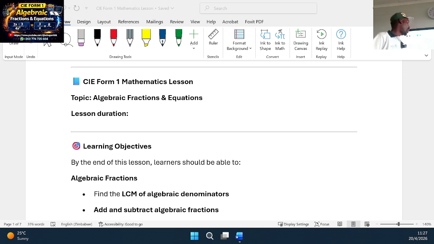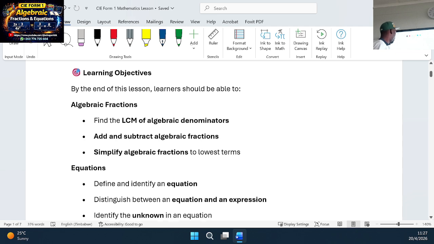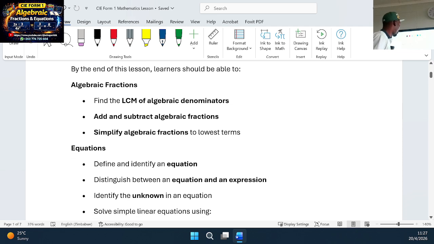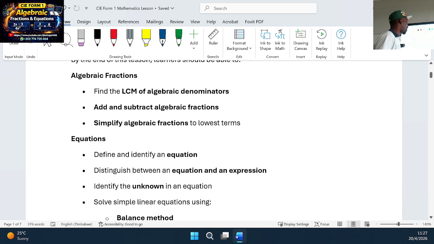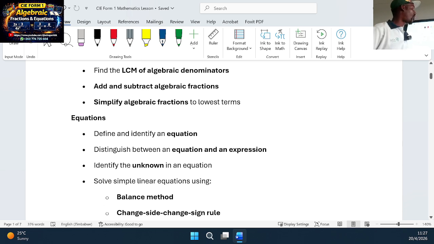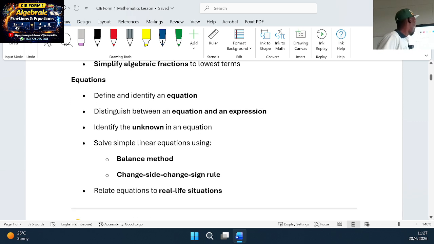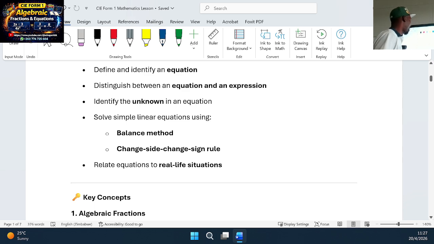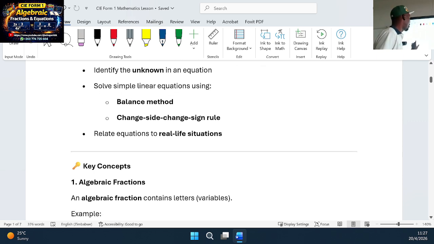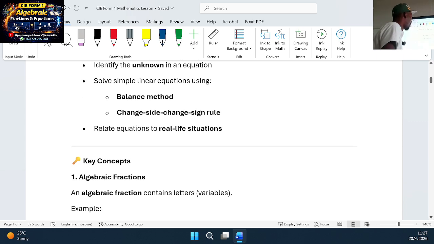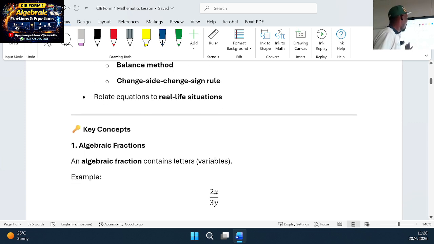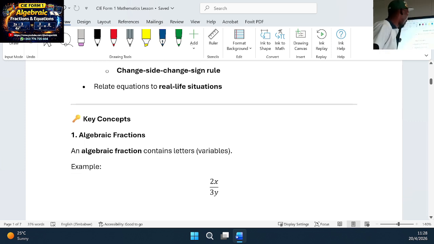The objectives of this session are to deal with fractions where we find the LCM of algebraic denominators, add and subtract algebraic fractions, and simplify algebraic fractions to lowest terms. For equations, what we are interested in is the definition and identification of an equation, distinguishing between an equation and an expression, and identifying the unknown within an equation. Also solving simple linear equations using the balance method as well as the change sign, change side rule method. Also relating equations to real life scenarios.